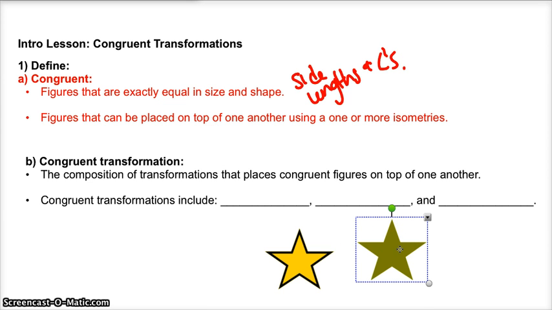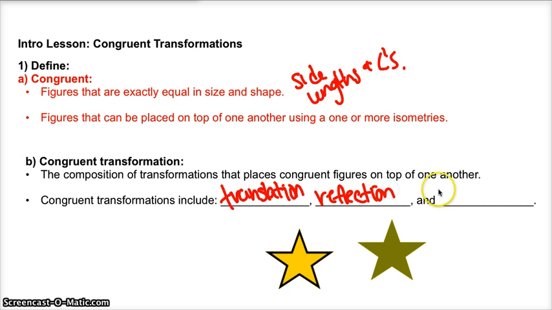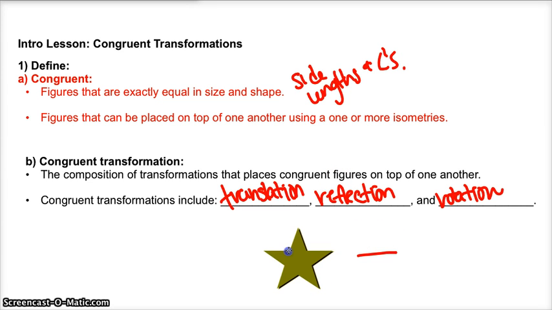So the idea is that if we can take a congruent transformation that includes a translation, or a reflection, or a, what's the other one? Rotation. So if you can use a translation, a reflection, or a rotation to take one figure and map it onto the other, then you have a congruent transformation. And if you can do that, then you know you have congruent figures because they will be equal in both size and shape, regarding side lengths and angles.